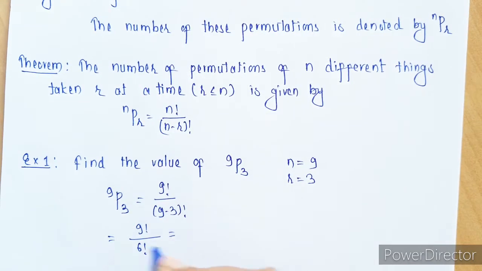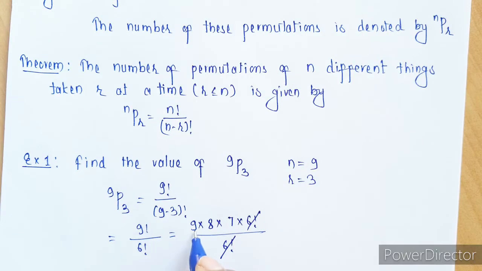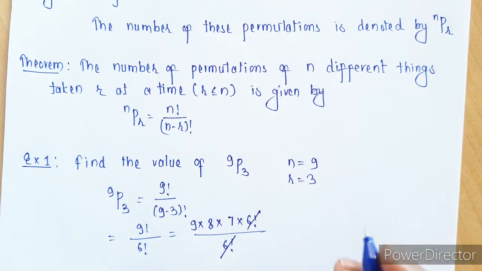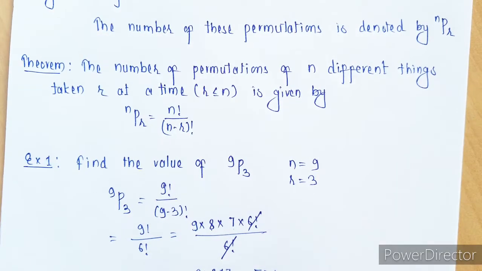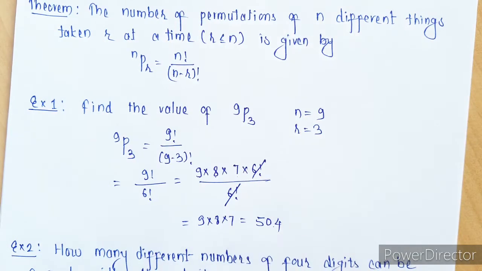Now we have learned expanding these factorials. So I am expanding this 9 factorial. It can be written as 9, 8, 7 and 6 factorial upon this 6 factorial. So this will get cancelled with this. So what we have is 9 into 8 into 7, which is equal to 504.